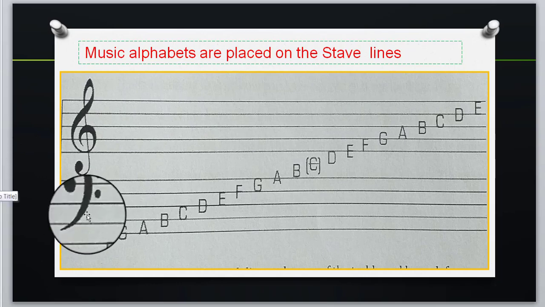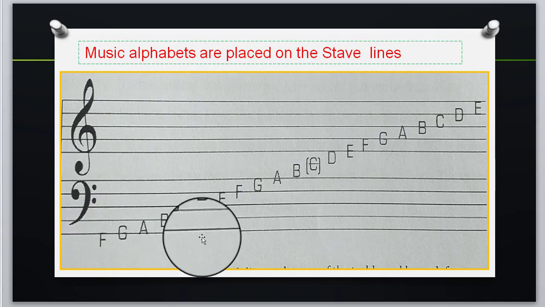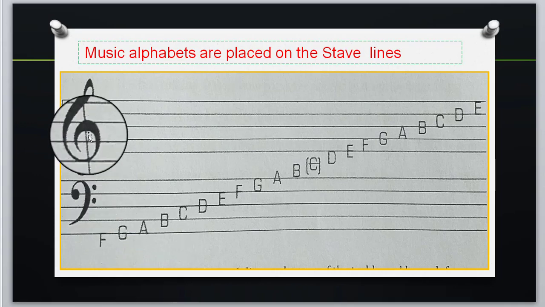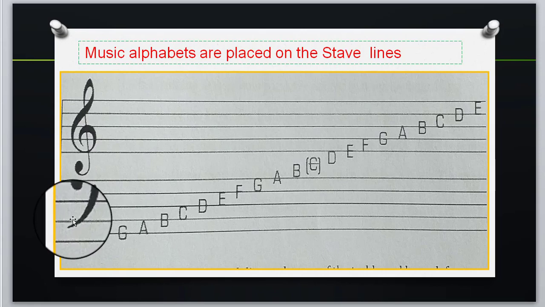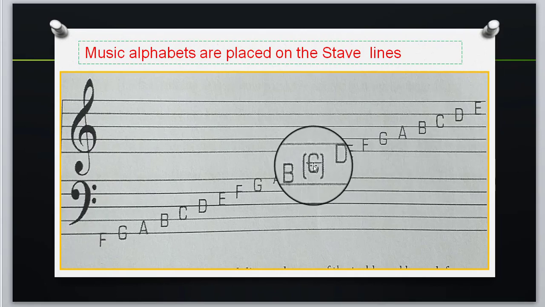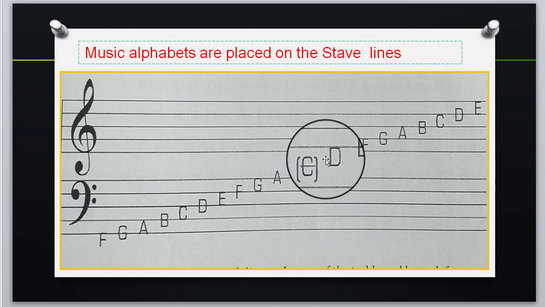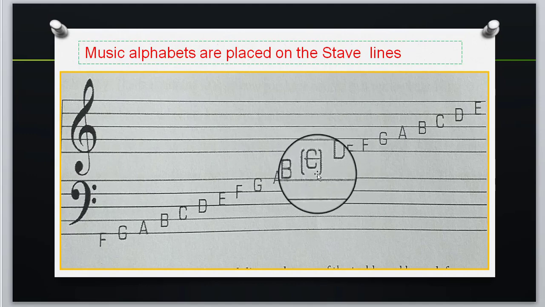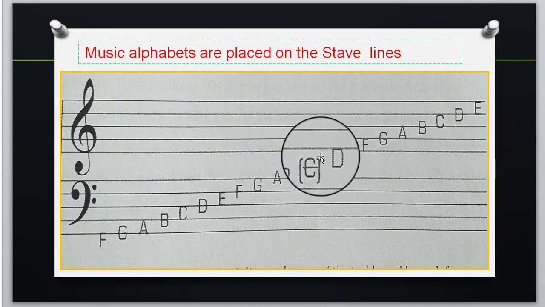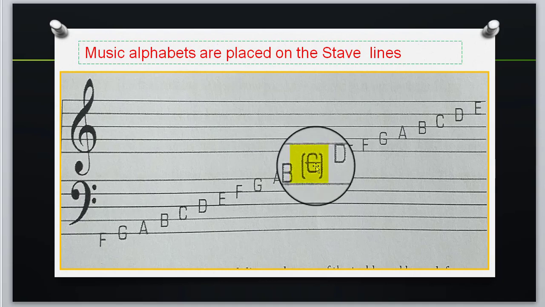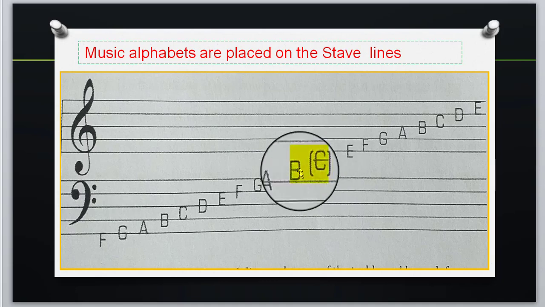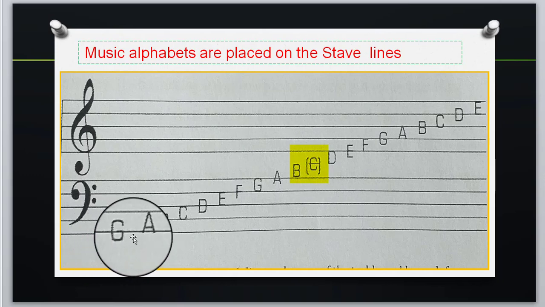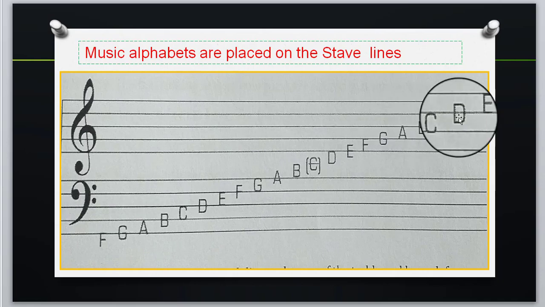Now, how is the music alphabet C to C represented in both treble clef and bass clef? Let's see. It starts with C. Just for the convenience of understanding better, I have written it here. The picture represents C here, which is the middle C. Why is it the middle C? Because the notes start from here, and it goes up, up, up, up, and F to F.